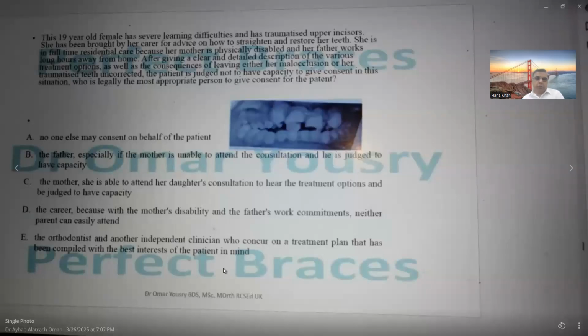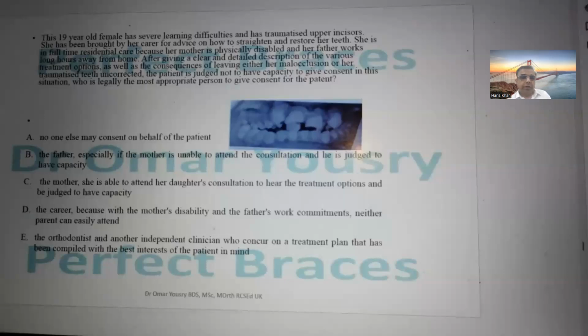So this 19-year-old female has severe learning difficulties and has traumatized upper incisors. She has been brought by her care provider for advice on how to straighten the teeth. She's in full-time residential care because her mother is physically disabled.